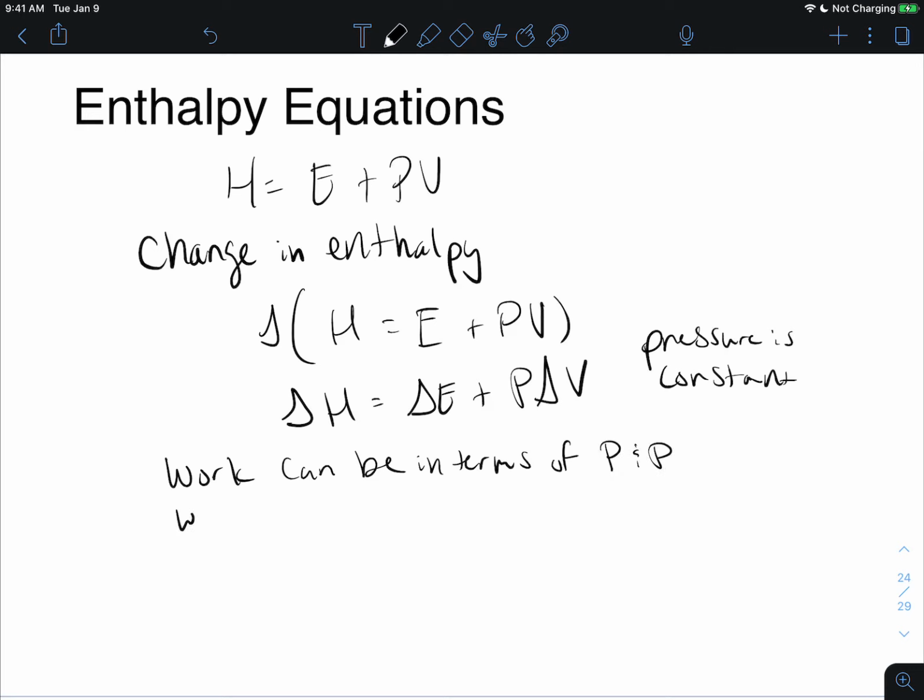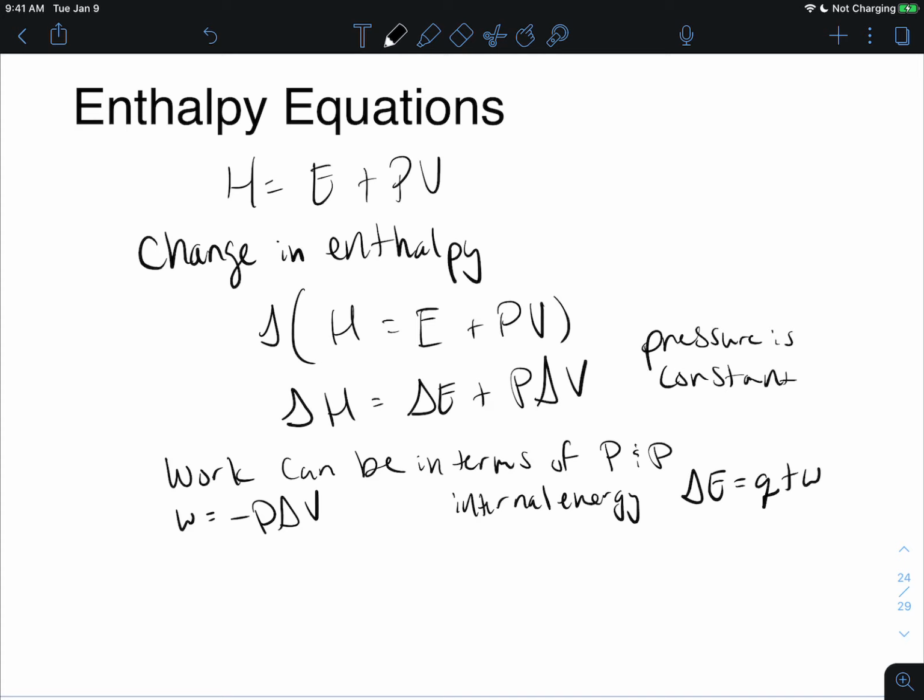So work is equal to negative P delta V. Just looked at that. And then we also want to recall our internal energy equation, where delta E is equal to Q plus W, our heat plus our work.